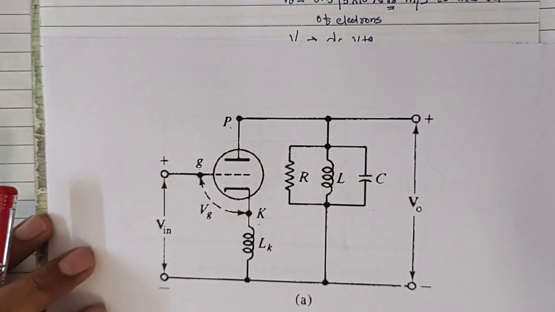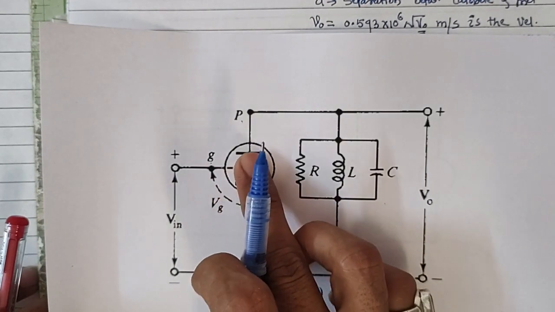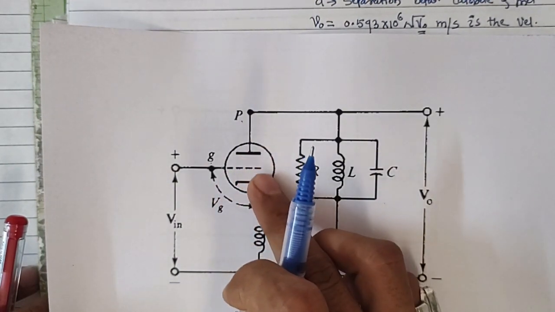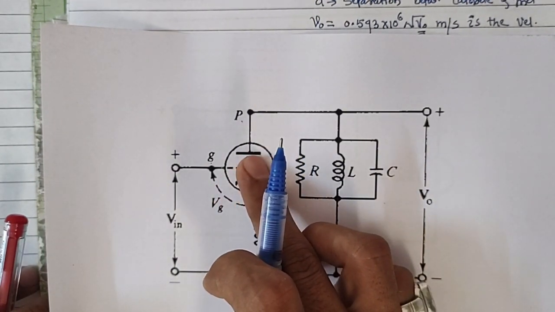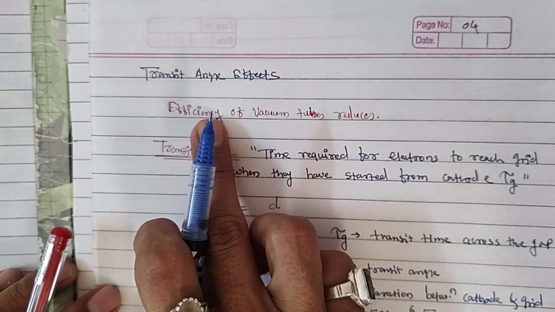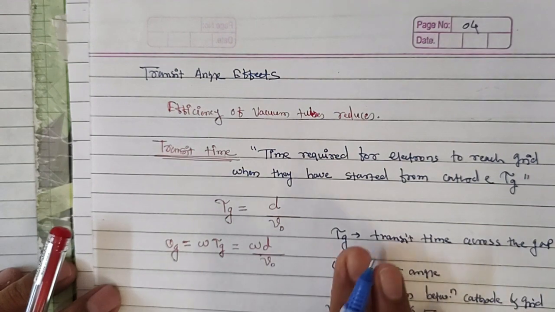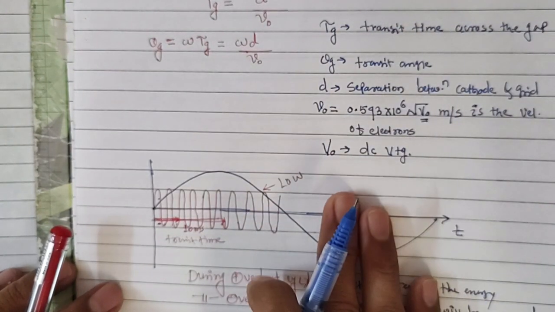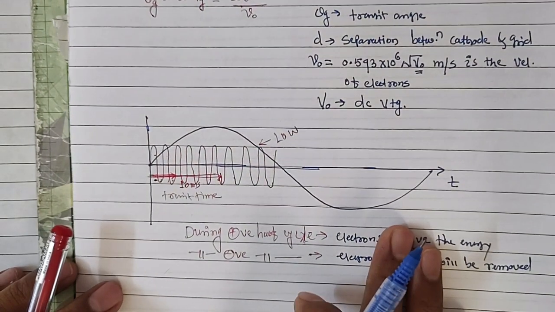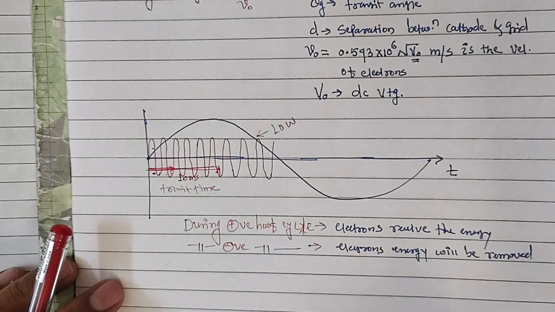That is why it is said that they cannot reach grid, they cannot go to the plate, and current cannot flow through the tube. That is why it is said that efficiency of vacuum tube reduces because of the transit angle effect. So what is solution for this?